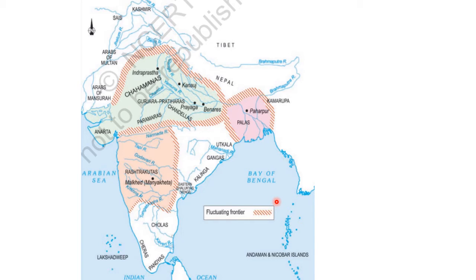And one more important dynasty that came up were the Palas in Bengal, and the leader was Dharmapala. So these three are the most important ones that you must remember: the Palas in Bengal, the Gurjar Pratiharas in Gujarat and Rajasthan, and in the Karnataka region we have the Rashtrakutas. Okay. So these are the three important dynasties.